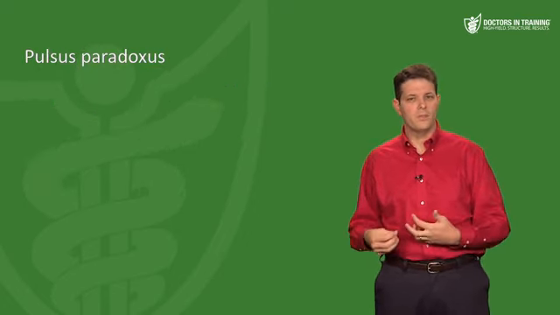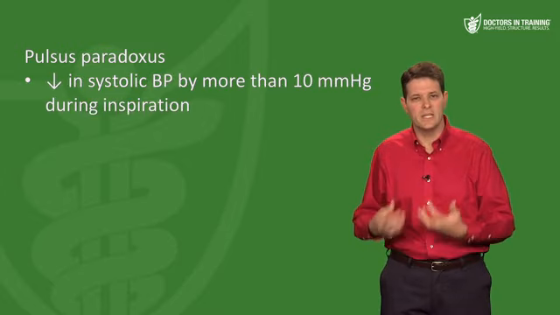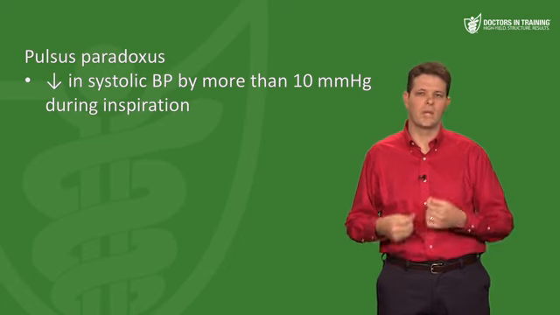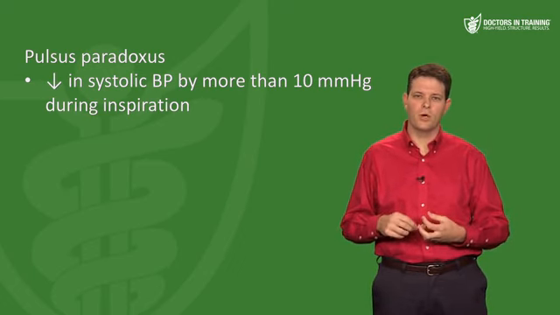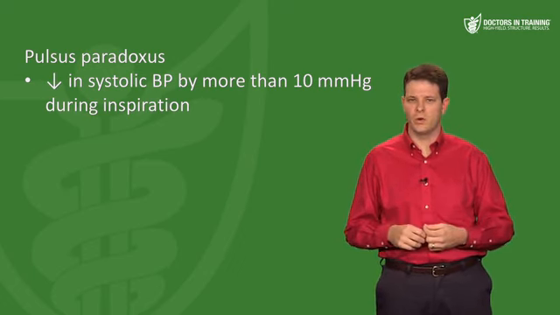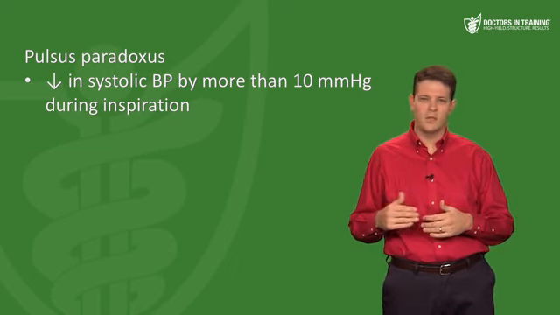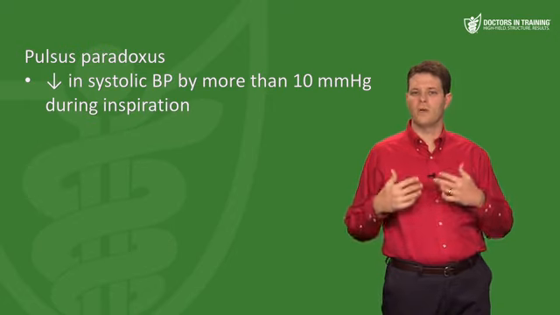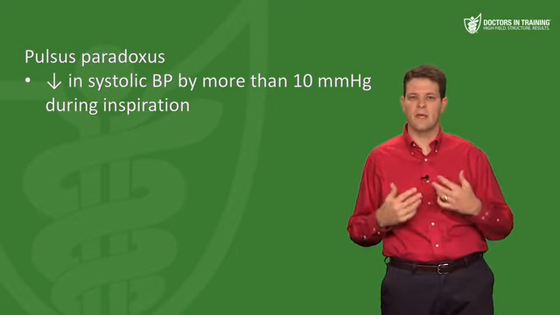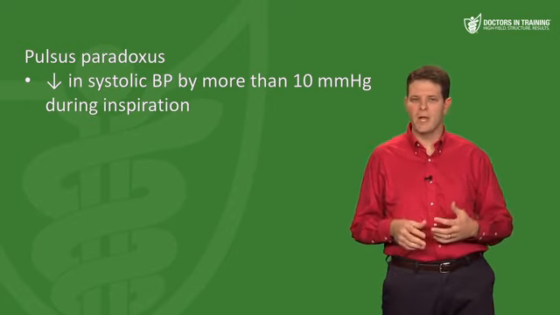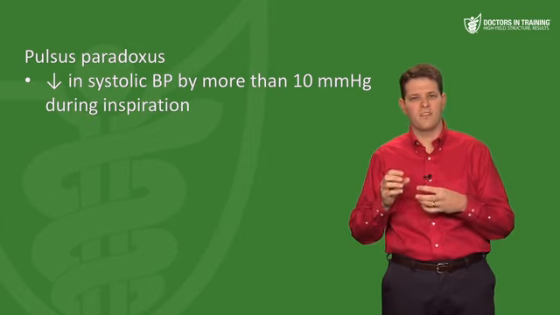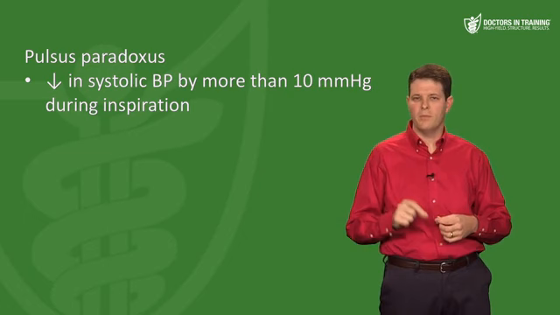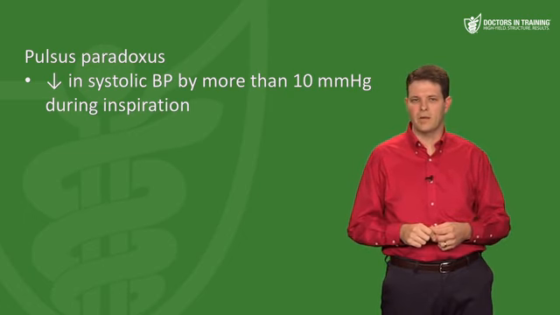So again, pulsus paradoxus is an exaggerated decrease of the systolic blood pressure by more than 10 millimeters mercury during inspiration. So it's a drop in the blood pressure by more than 10 millimeters mercury. Up to 10 millimeters is considered normal with inspiration, but if it's more than that, that's pulsus paradoxus, and that's a sign of cardiac tamponade. Now, it can be a little tricky to measure because you kind of have to measure the systolic pressure during expiration and then measure it during inspiration, but if you find pulsus paradoxus, think about cardiac tamponade.